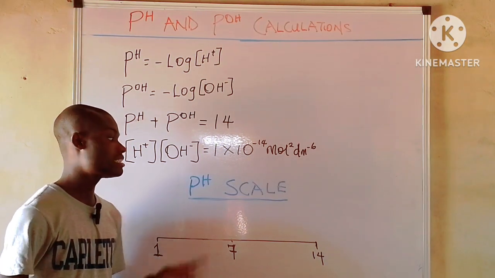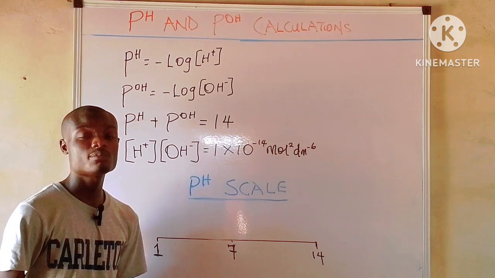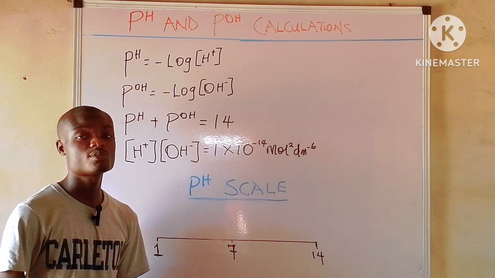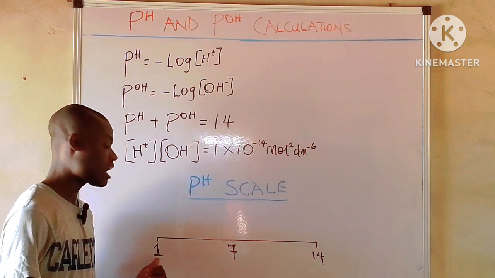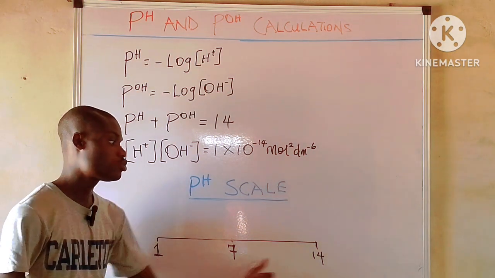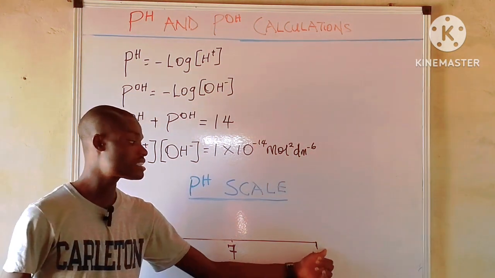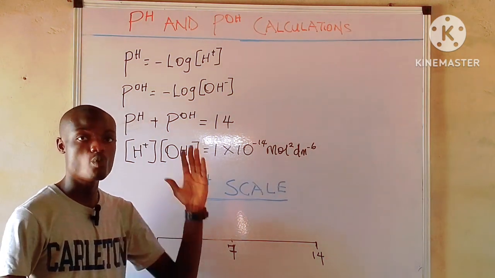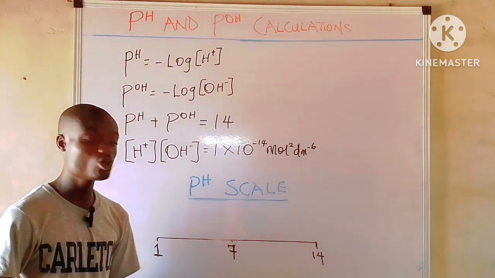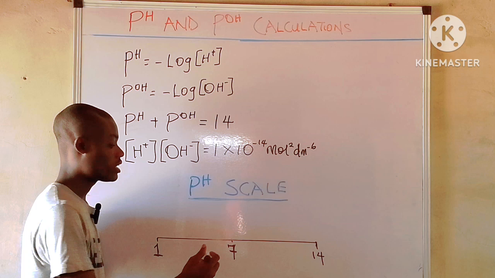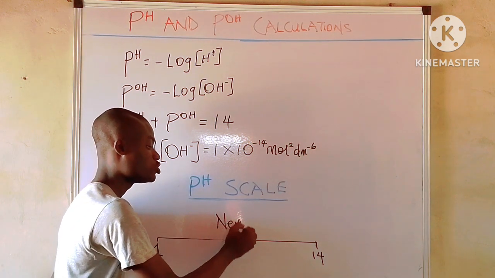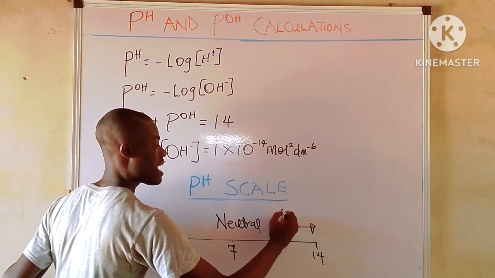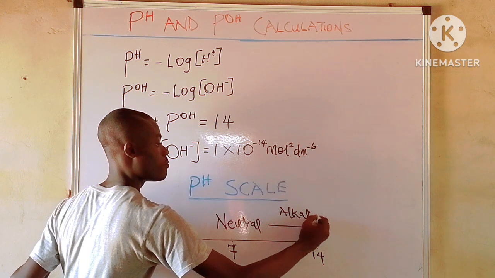The next concept to look at is the pH scale. The pH scale is simply a reading that tells us if a substance is acidic, basic, or neutral. Our pH scale has a reading that ranges from 1 to 14. So we cannot have a value greater than 14, and we cannot have a value lesser than 1. Also, you should know that when a substance has a pH of 7, we can say that substance is neutral. And moving towards this side, the substance tends to become alkaline or basic.